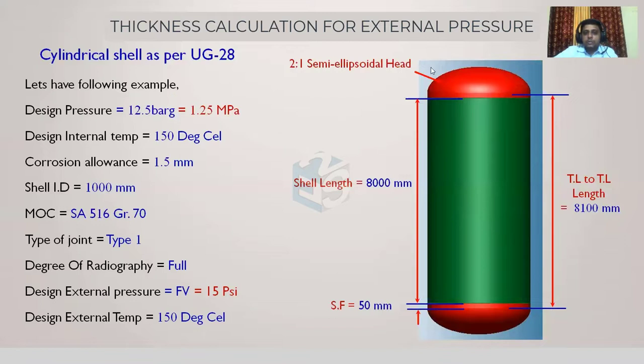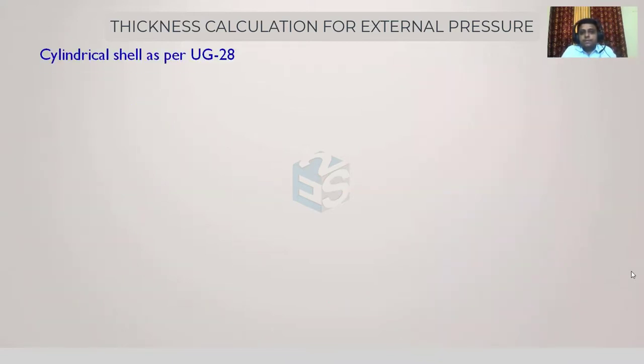So this is the same example we have considered in the internal pressure calculation. We have already calculated the thickness for internal pressure, and we have reached the nominal thickness. The plate thickness we are going to buy from the market is 8 millimeters. So the nominal thickness for the internal pressure is 8 millimeters, and this 8 millimeters is what we need to analyze for the external pressure capacity. So let's start.